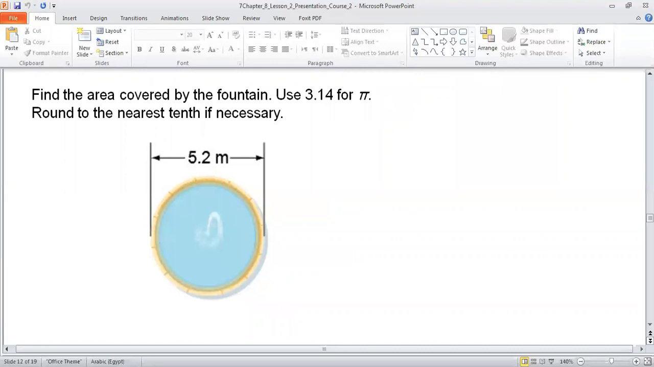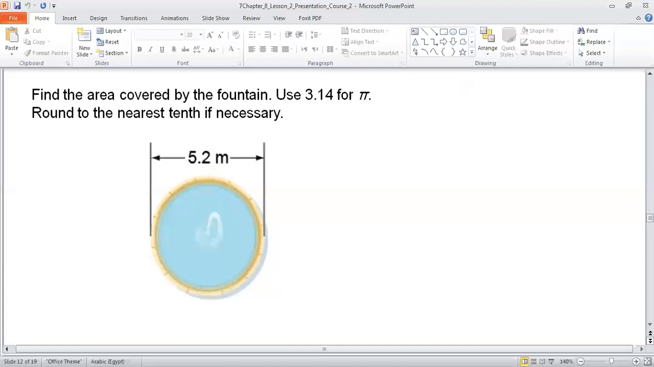We have a trouble here, Faisal. What is the trouble, my friend? He gives me the value of pi, but we don't know if it's the radius or the diameter. Yes, I have a diameter, Faisal. What is the diameter here, my friend? 5.2. Yes, so the diameter here, my son, is 5.2. Why is it the diameter, Faisal? Because it joins 2 points on the circle.